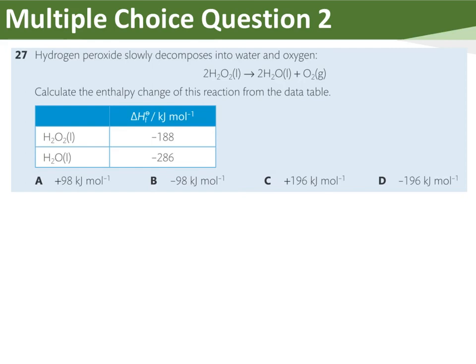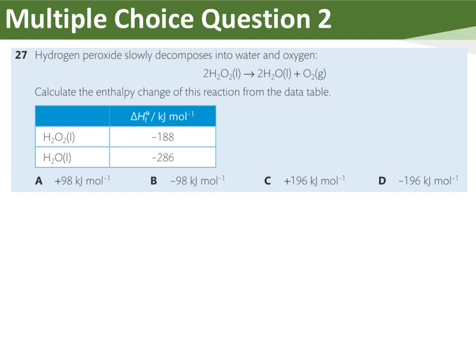Checkpoint question. Hydrogen peroxide slowly decomposes into water and oxygen. And there's your equation. Calculate the enthalpy change of this reaction from the data table. You're given the data here. This is like a paper 1 question. Check back for the answer.